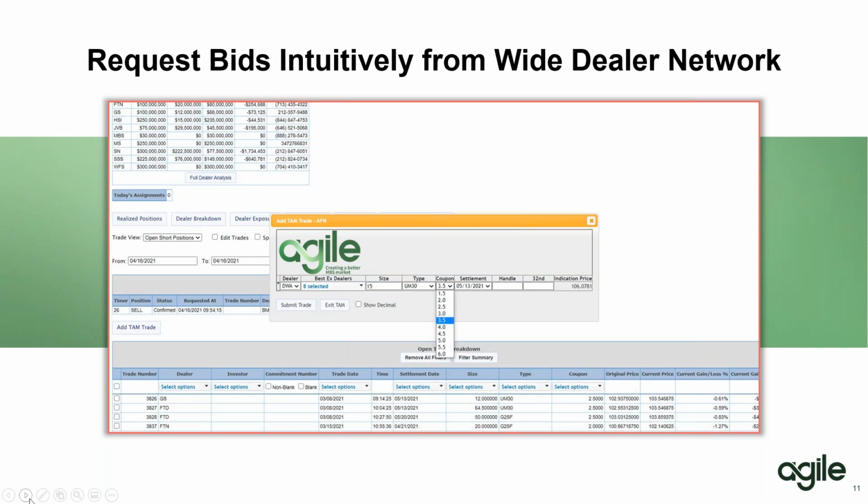So we want to make clear that you still have the opportunity to focus on one dealer if you wanted to.